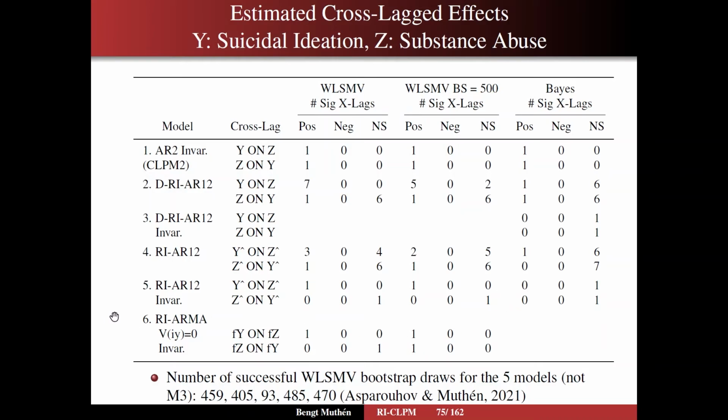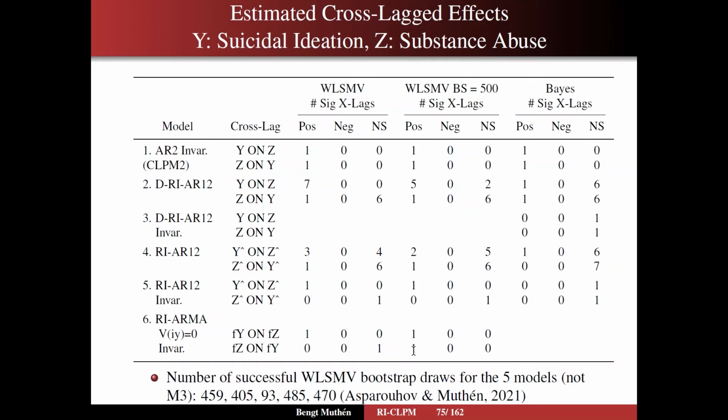Now for RI-ARMA, we can only do WSMV, and here we do it with no random intercept variance for suicidal ideation, and we have the invariant model here. Here we have nothing for base to compare to, so we have to rely on WSMV, and we get 1 significant effect for both. We're going to talk more about the size of the effects in a second.